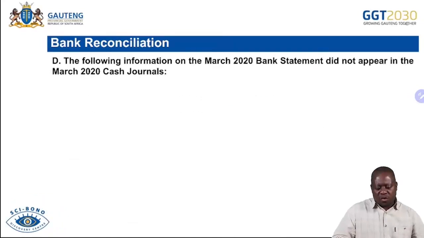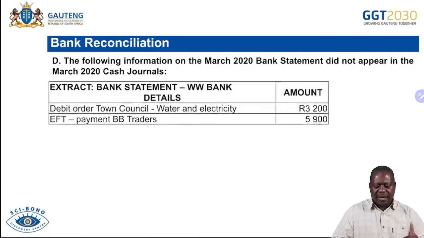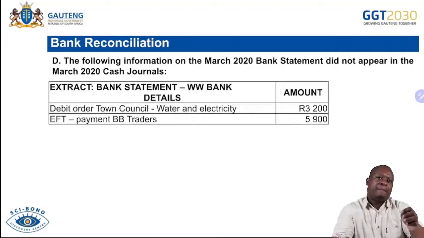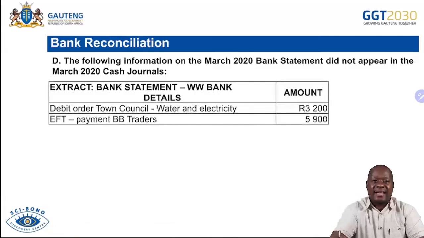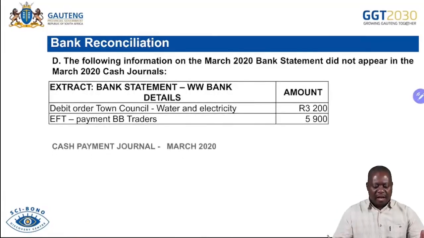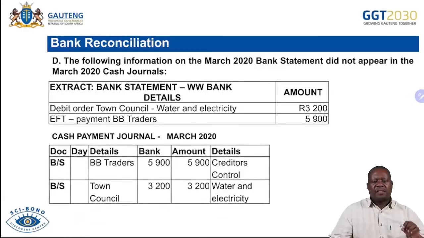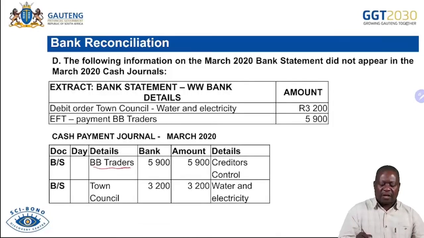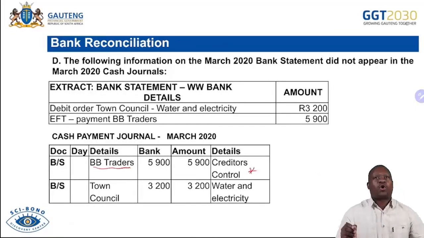Now, we are also given that we have got this other information. There was a debit order to town council for water and electricity, and this was 3,200, together with an EFT payment to BB Traders. Remember, they said BB Traders is our creditor, and we are making a payment to them. So how is it going to appear in our CPJ? The one on BB Traders, we are going to show the details. BB Traders, 5,900. What is it for? Creditors control, because BB is a creditor to us.